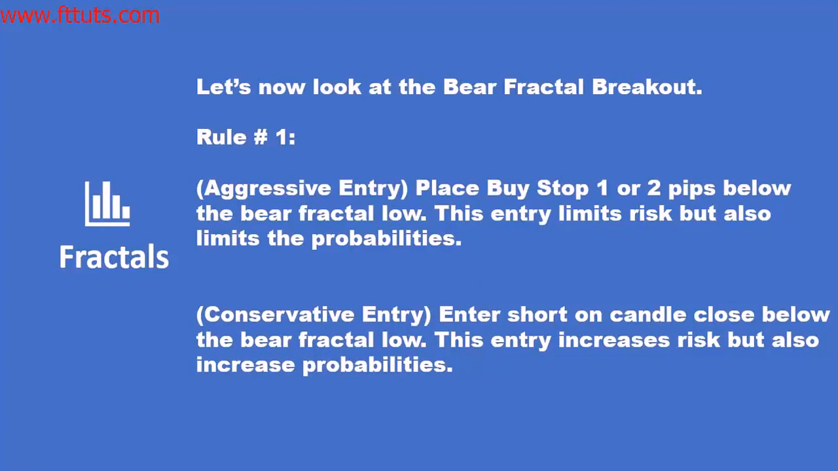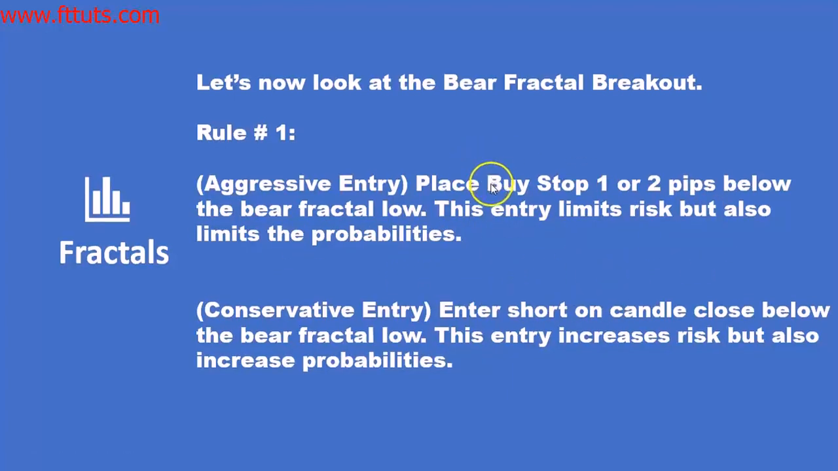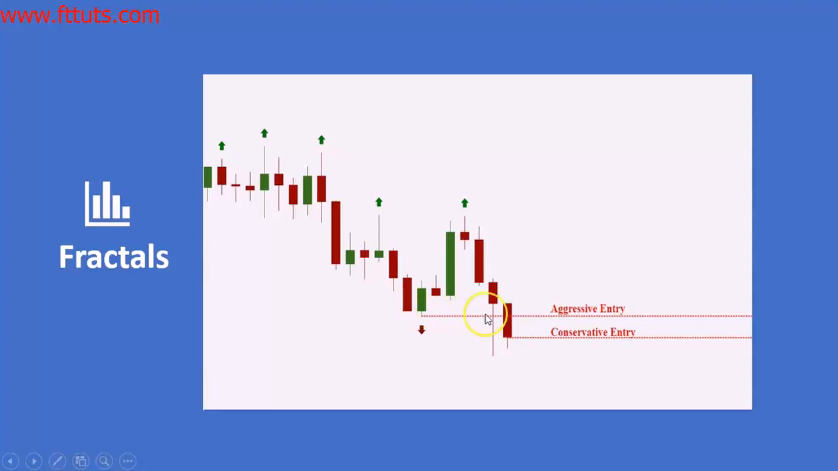So now let's look at a bear fractal breakout. Rule 1, pretty much the same: aggressive entry, place your buy stop. Actually, this is the sell stop. So place your sell stop 1 or 2 pips below the bear fractal low. This entry limits risk but also limits the probabilities. And then conservative entry short on candle close below the bear fractal low. This entry increases risk but also increases your probabilities. So you're going to be placing a sell stop, not a buy stop. Place your sell stop right here at an aggressive entry, or your conservative entry, close right here, enter the market.